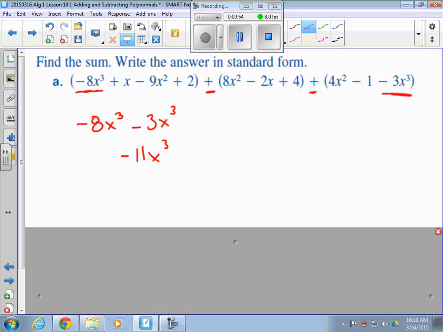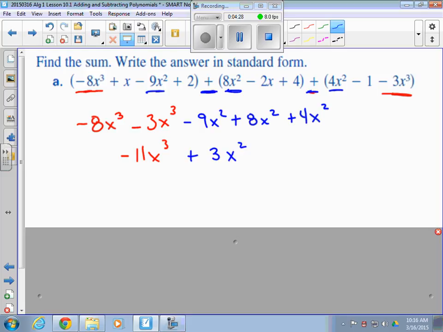Next thing you want to go to is x squared, the next biggest degree. Negative 9x squared plus 8x squared plus 4x squared. Those are your x squareds. Again, it doesn't matter how many they are. You put all of the x squared together. Negative 9 plus 8 is negative 1, and negative 1 plus 4 is positive 3x squared.